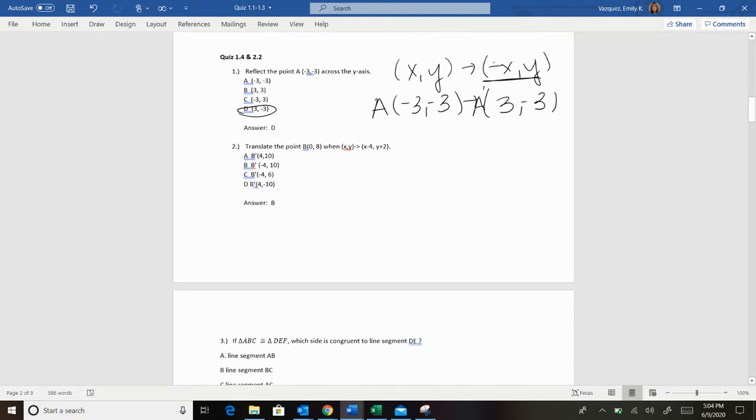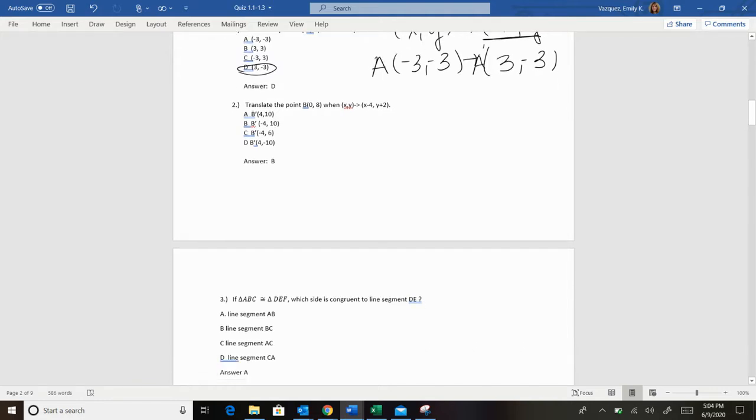So you have to know your reflections, okay? Translate the point. B is 0, 8, and use this translation. So for my B prime, I'm going to plug in my original 0 - 4, and my y is going to be 8 + 2. And that's going to give me -4 and +10 for my B prime. So B is the correct answer there.